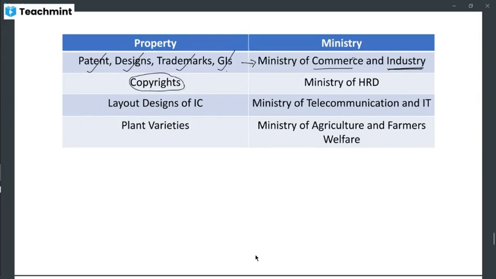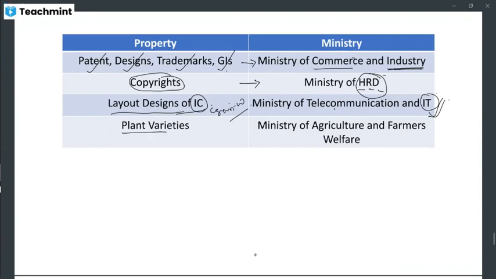Copyrights come under the Ministry of HRD, that is, Human Resource Development. And then the layout designs for integrated circuits, which are used in semiconductor type of things, come under the Ministry of Telecommunication and Information Technology, IT, right? So layout designs of integrated circuits come under the Ministry of Telecommunication and Information Technology.